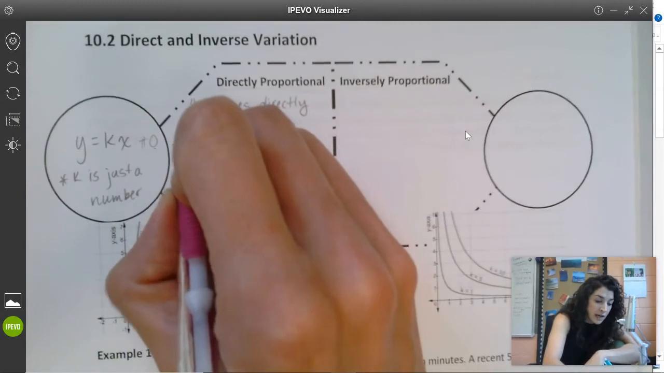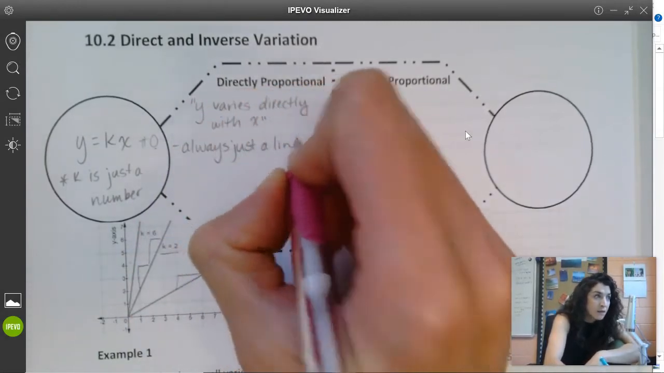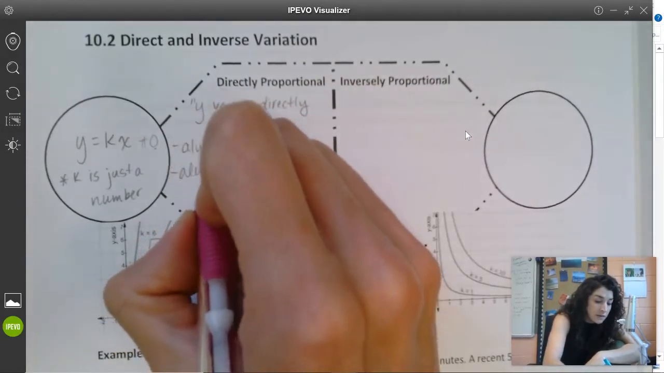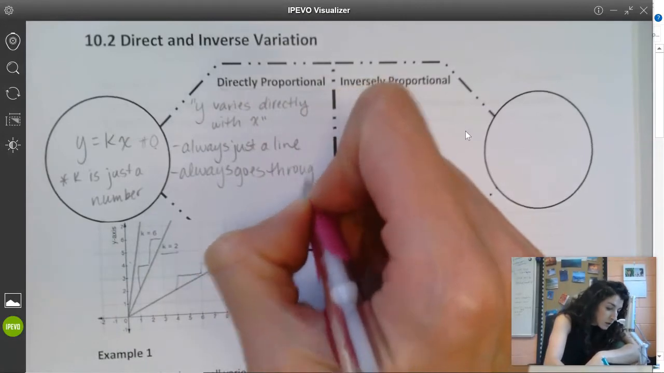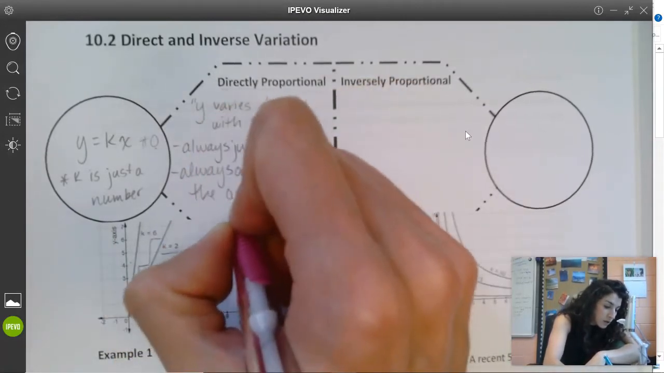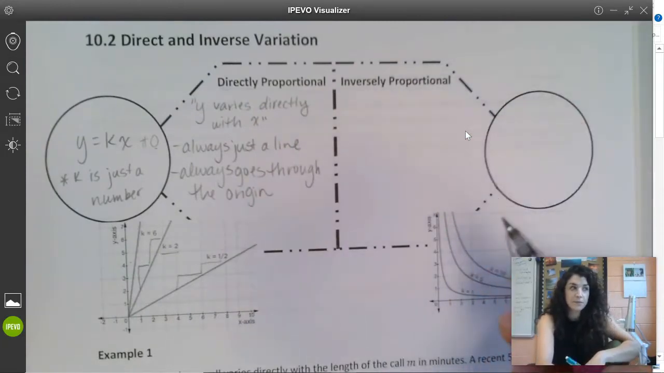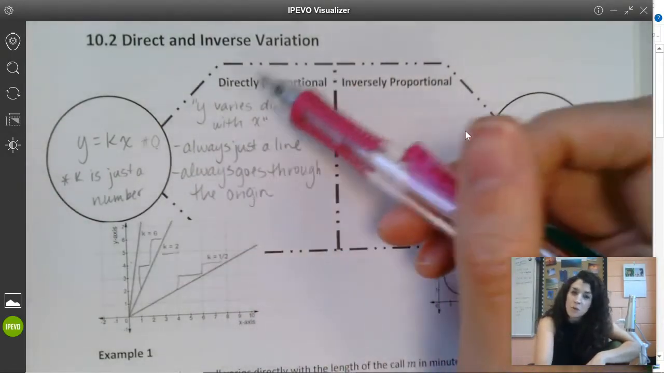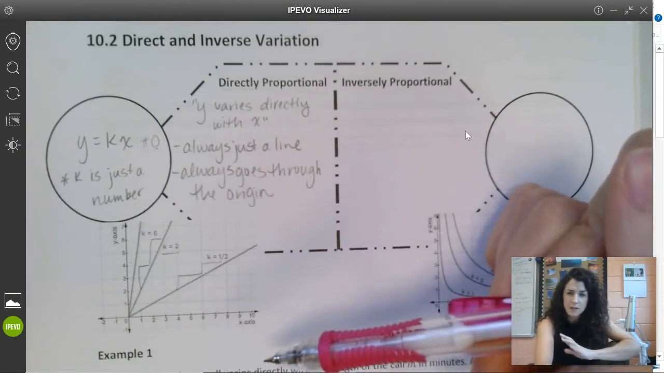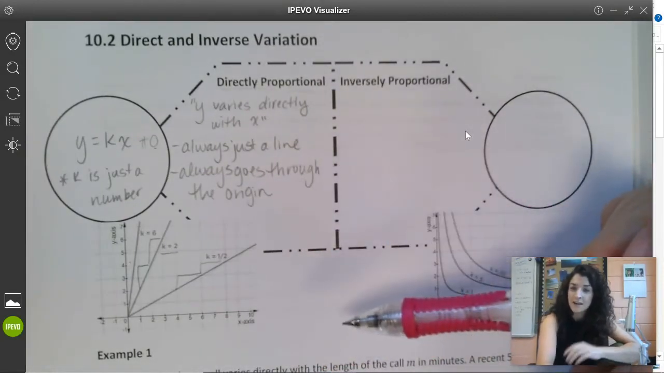So a few key points here. It's always just a line. It always goes through the origin. And that's it. That's all I want you to know for this one. We will practice what this means further down. So if you're still wondering, wait, what is direct proportionality? We'll get to practicing it in context in a second.